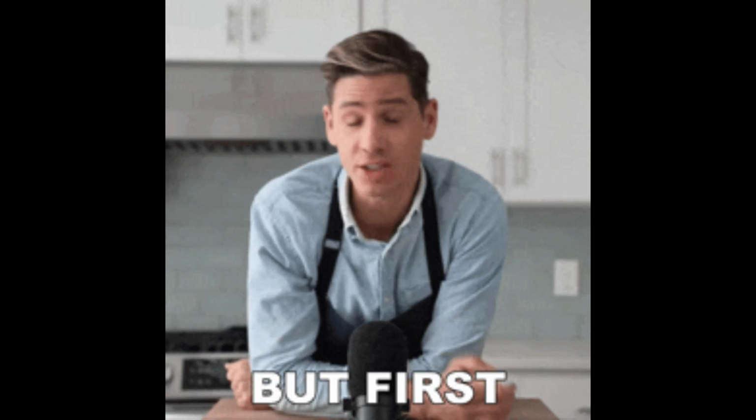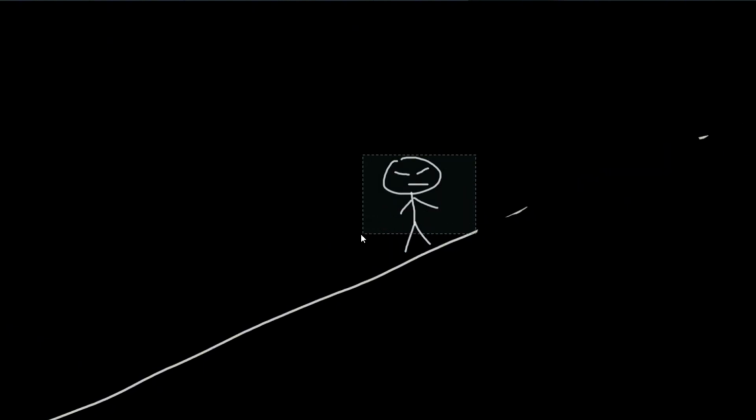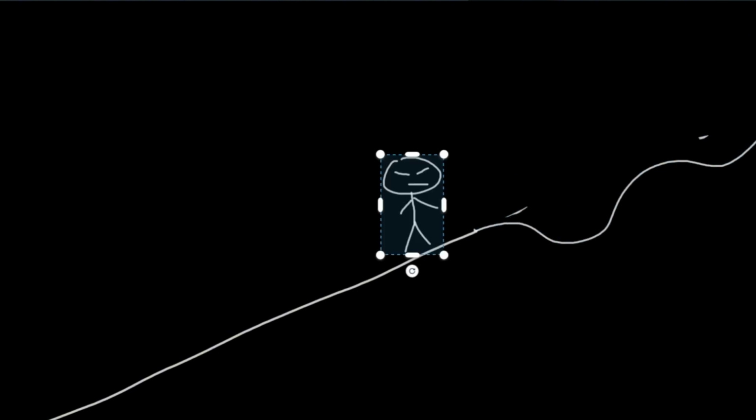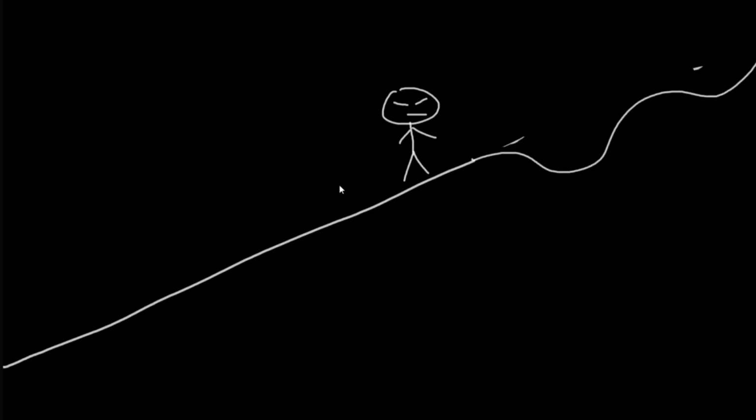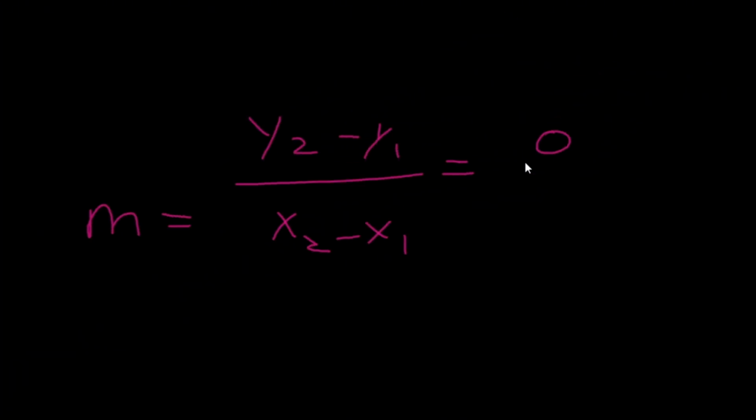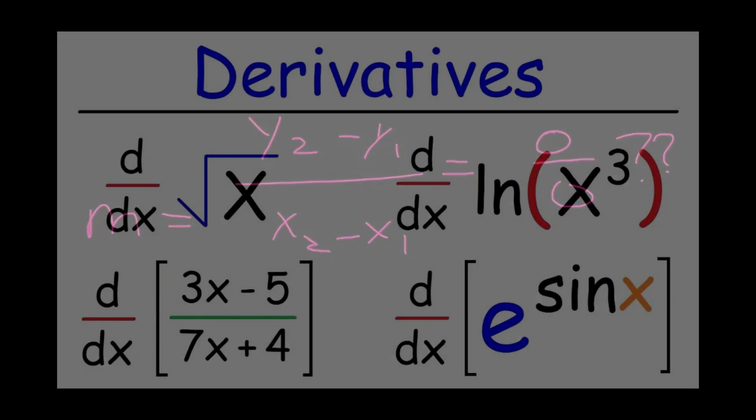But first, imagine you're walking up a hill. Now, as you're walking up, you notice that the steepness of the hill changes as you walk. You know how to calculate the average steepness of the hill, because that's just the slope. But how do you calculate the steepness of the hill where you are standing right now? There's no way to calculate a slope for it because you're standing at only one point. That's what derivatives are used for.